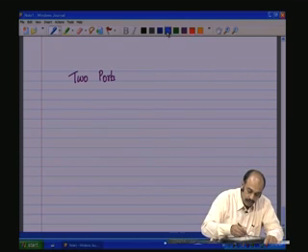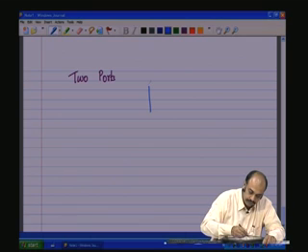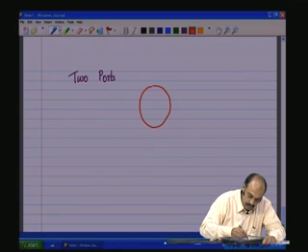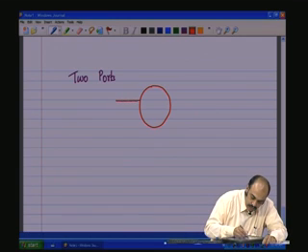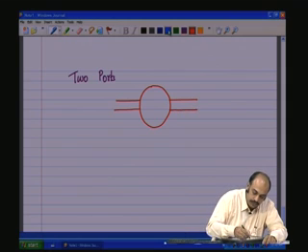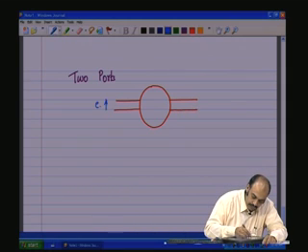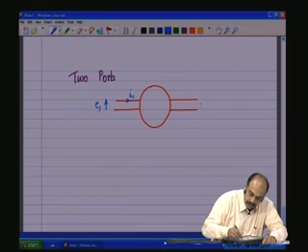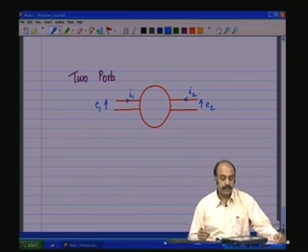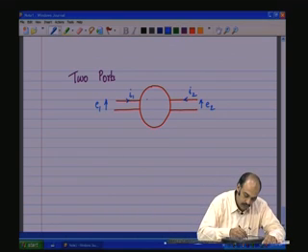In the case of two ports, there were two power ports, port 1 and port 2, each associated with the effort and flow variables. This is a two port. It's a two port device.